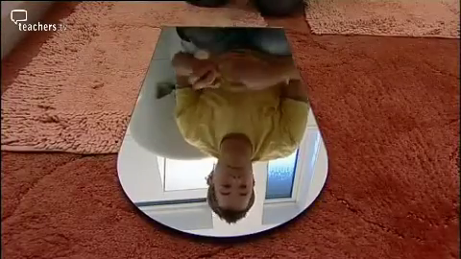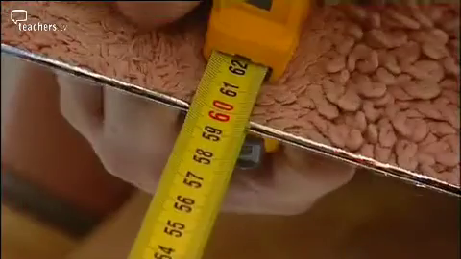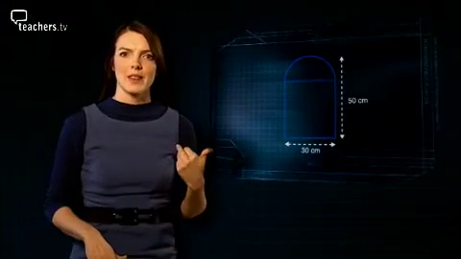So let's measure this mirror. So it's 30 across and 60 from top to bottom. The question is, how do we work out the area of a shape like this?